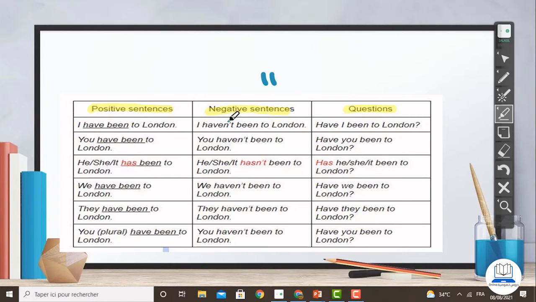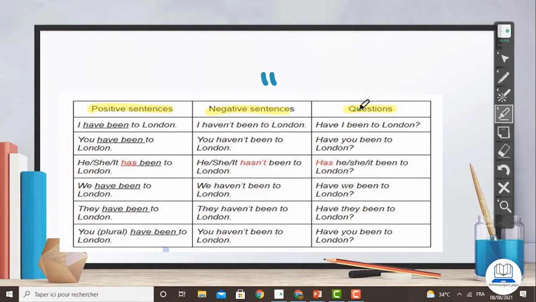The negative sentence now. So have plus not will be haven't. I haven't been to London. You haven't been to London. He, she, it hasn't. Has plus not is hasn't, the short form. Hasn't been to London. We haven't been to London. They haven't been to London. You haven't been to London. So with all the verbs here, we notice that we have a short form of the negative. Have plus not became haven't. So we say I haven't been to London.